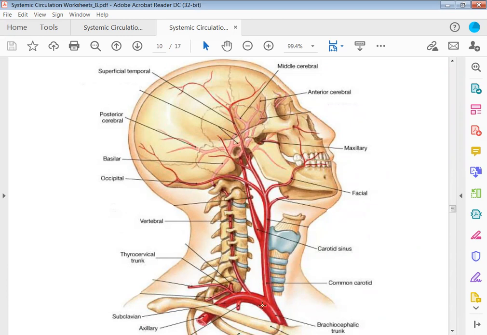This is your brachiocephalic trunk. Your brachiocephalic trunk is going to curve around. You can see it curving right here. Let me go ahead and get my little pen here. So here's your brachiocephalic trunk, and it's going to curve around, and that curve right here, that becomes your subclavian artery, and then it goes down here to your axillary artery.